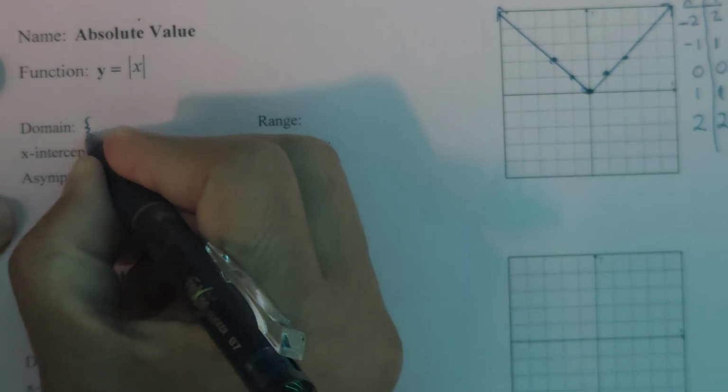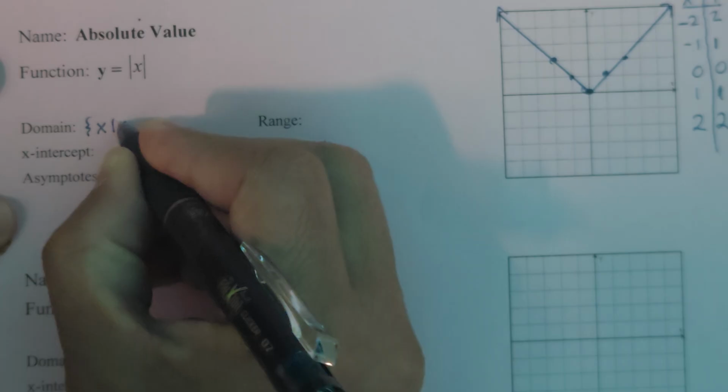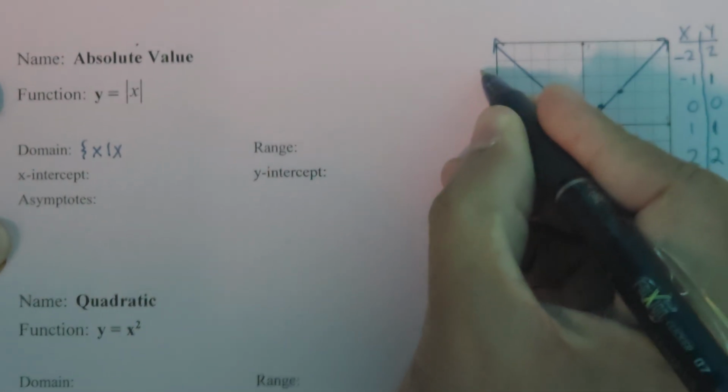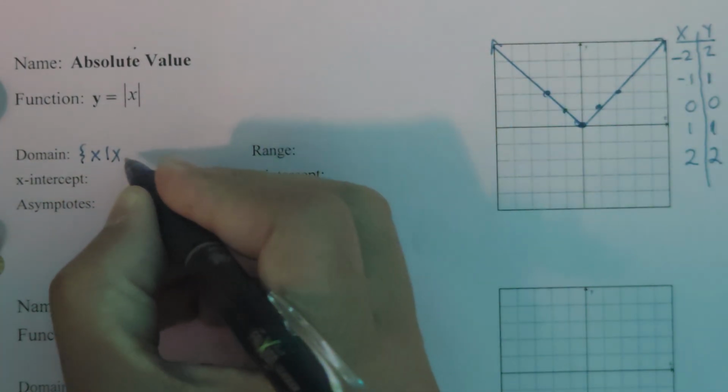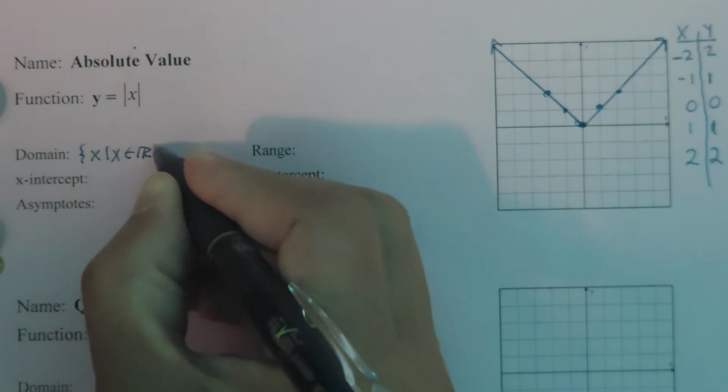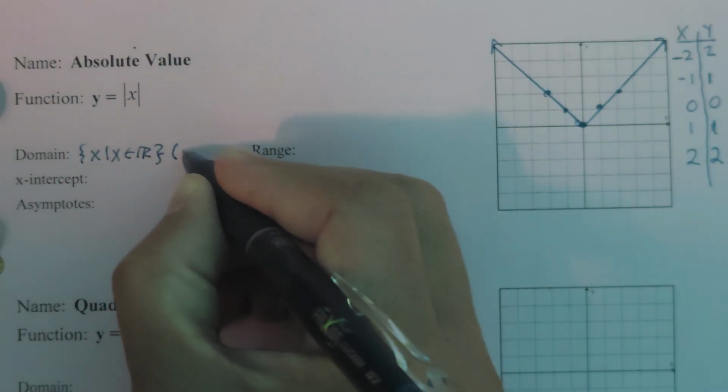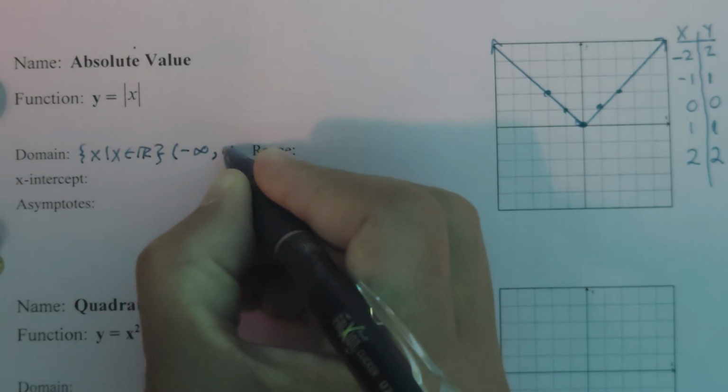Domain, as you can see, in set notation, x such that x is all real numbers. This keeps going left to -infinity on the left, positive infinity on the right. So that means it uses all real numbers. In interval notation, -infinity to positive infinity.